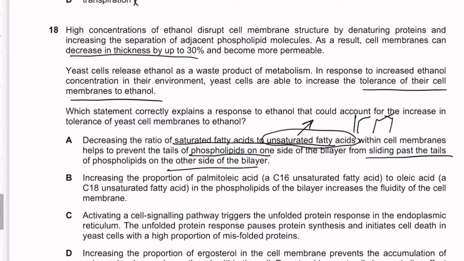And it helps to prevent the tails of the phospholipids on one side of the bilayer from sliding past the tails of the phospholipid on the other side. Now that is actually how the phospholipids are going to maintain fluidity. If you are going to stop the phospholipids from sliding past each other, then you're going to decrease the fluidity and hence you're going to decrease the permeability. And that is exactly a defense mechanism because ethanol increases permeability. And so the answer is A. Let's read the other options.